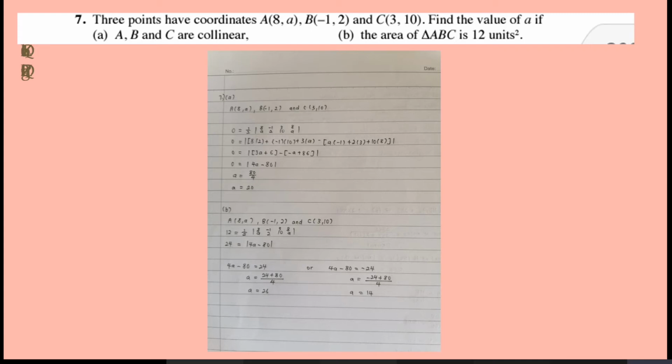4a minus 80 equals to 24. A equals to 24 plus 80 over 4. A equals to 26, or 4a minus 80 equals to -24. A equals to -24 plus 80 over 4. A equals to 14.